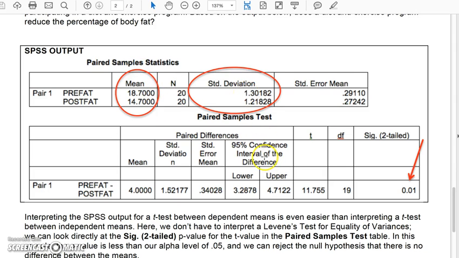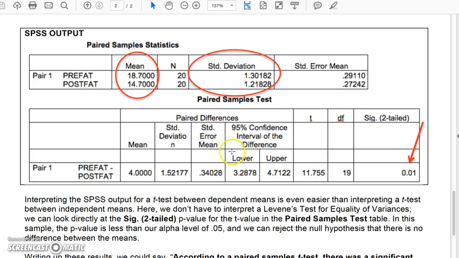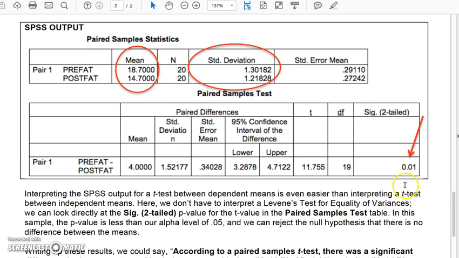So those are the basic statistics. Now when we jump down to the bottom, we see our paired samples test statistics. We can jump right over here to our significance value, our p-value, and see that it's 0.01. So in this example, the p-value is less than our alpha of 0.05, which means we can reject our null hypothesis that there's no difference between the means and write up our results to include that there is a significant difference in body fat between pre-test and post-test when participating in this diet and exercise program.